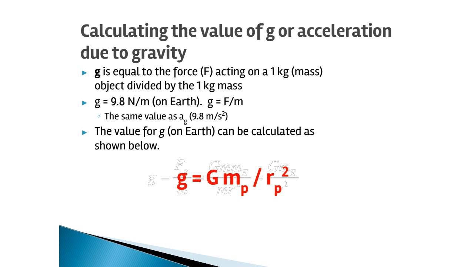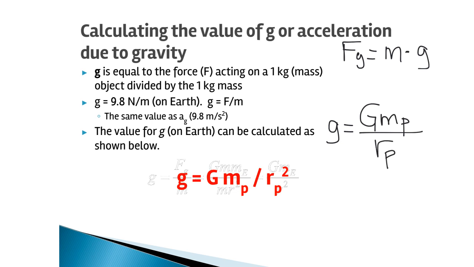We can calculate the value for g, or the acceleration due to gravity, and we do know the force of gravity is calculated using the mass of the object times the acceleration due to gravity. On Earth, that acceleration due to gravity is 9.8 newtons per kilogram, or we know that it has units of meters per second squared. The value for g on Earth can be calculated using this equation. The acceleration due to gravity is calculated using big G, mass of the planet, divided by the radius of the planet squared.